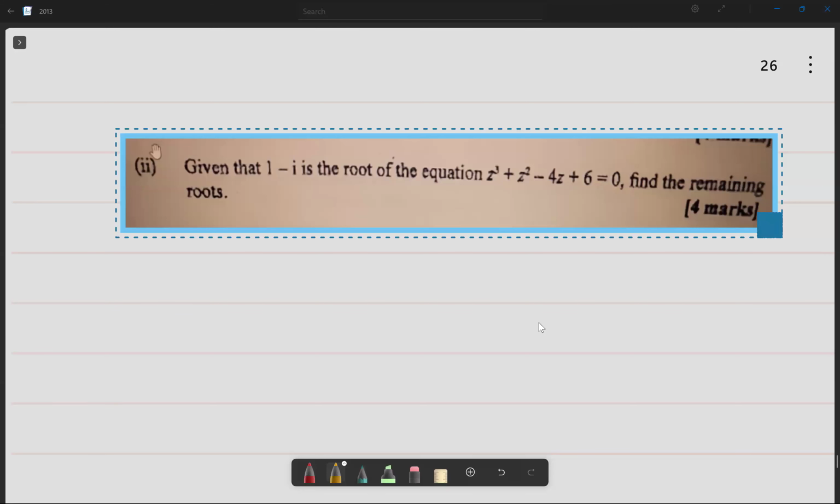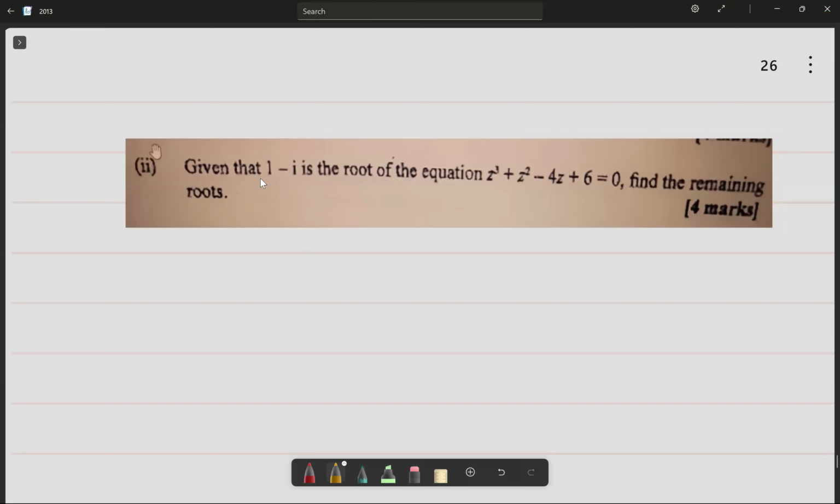The last question is something that somebody sent me, which is, given that 1 minus I is a root of this equation, find the remaining roots. Well, the first thing is that if one root of the equation looks like this, then the other root has to look like this. So that means we know at least two roots.